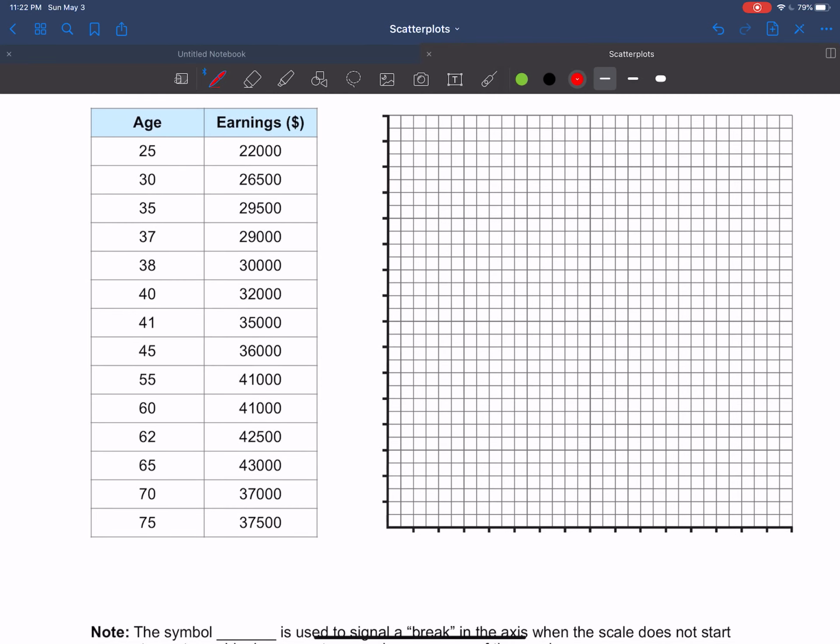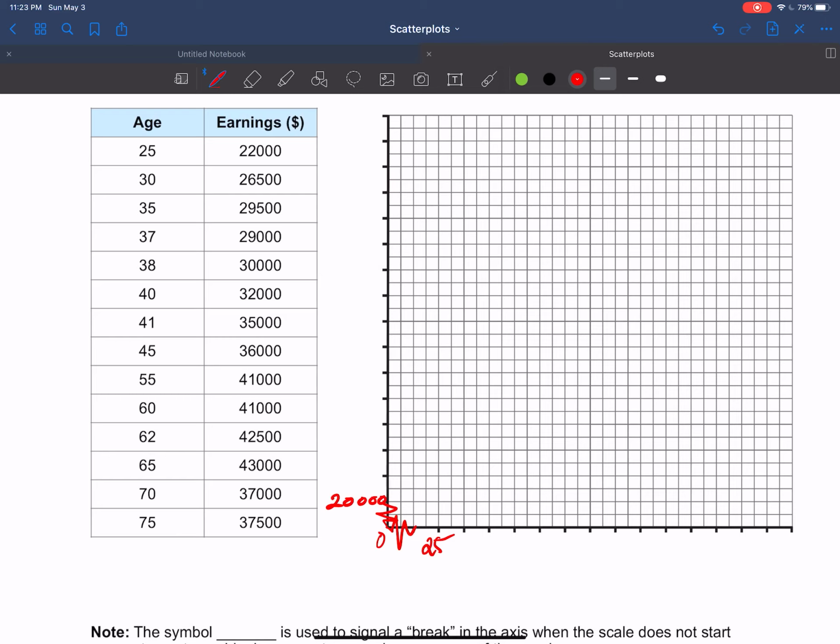We can use a break. I can do a little break here, it's a little squiggly line, and say that, all right, start at 25. So yeah, 0 is there, but everything between 0 and 25, I'm not going to include it on my graph because it would be useless. Same thing with the money, I'm not going to include everything from 0 to 22,000, so I could say 0 to go up to 20,000 and then start from there.